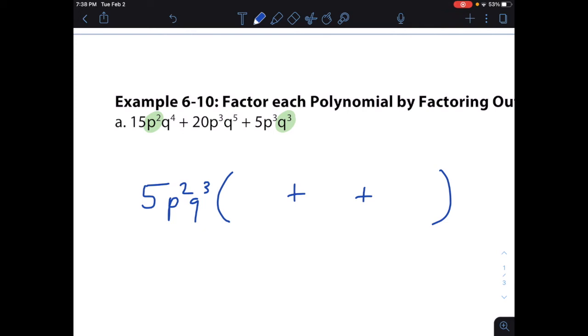And now some people, sometimes when the greatest common factor causes one of the terms to become 1, some people think it just disappears, but it doesn't. And hopefully, I don't know if I have an example like that. If we don't, maybe I can make one up. All right, so I'm going to divide each one of these things by 5p squared q to the 3rd. I'm just going to write them all down to start here.